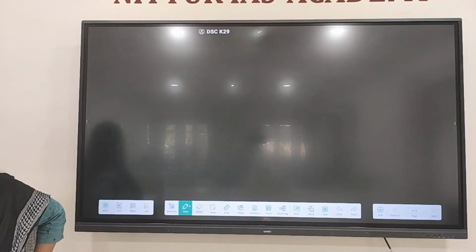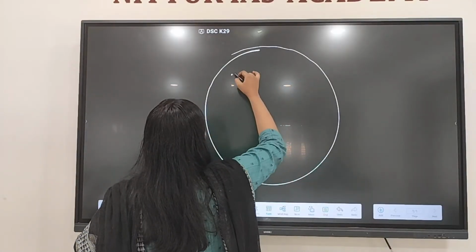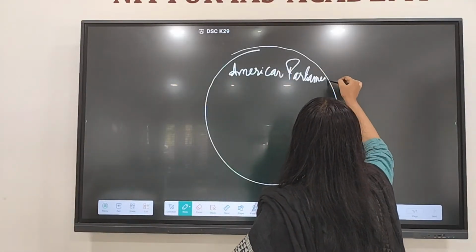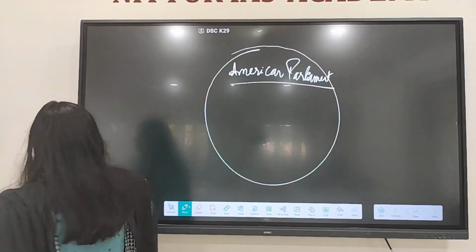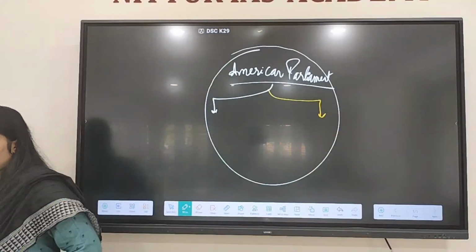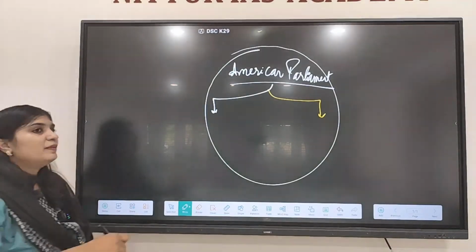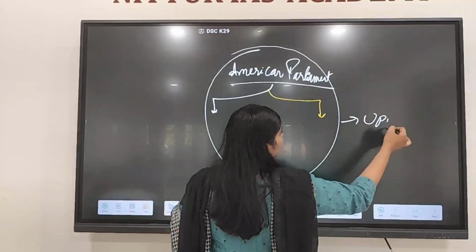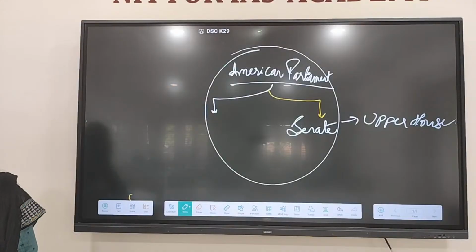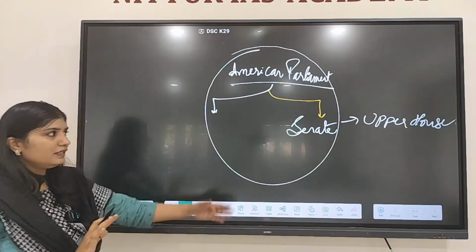Next is American Parliament. They also have two houses. American Parliament. The upper house is called the Senate, like the Rajya Sabha. There they call it the Senate. Okay, Kamala Harris. She was a representative of the Senate.